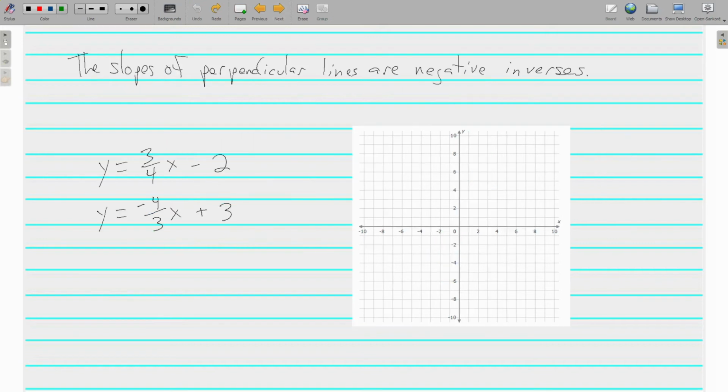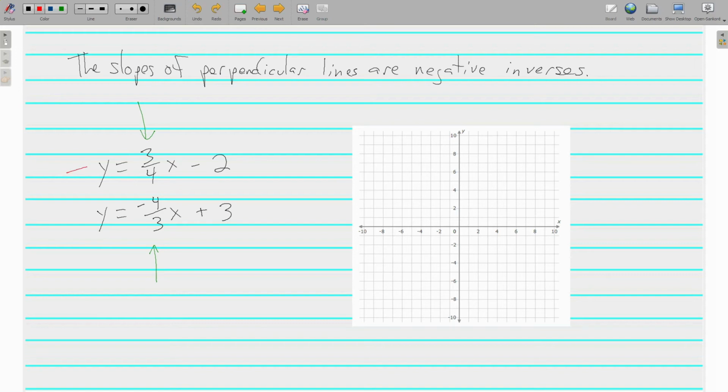Now, the slopes of perpendicular lines are negative inverses. And you can see here, our slope in this first line is 3/4, but in the perpendicular line, it's negative 4/3. Inverse means opposite, it's flipped, but it's negative inverse. Let's graph these two lines.